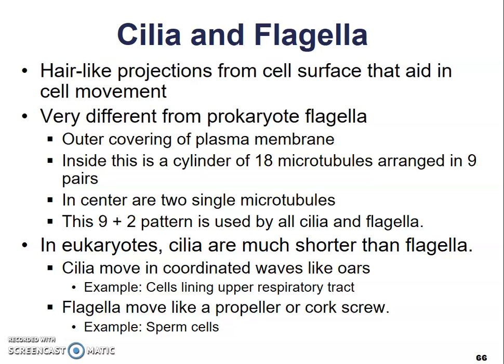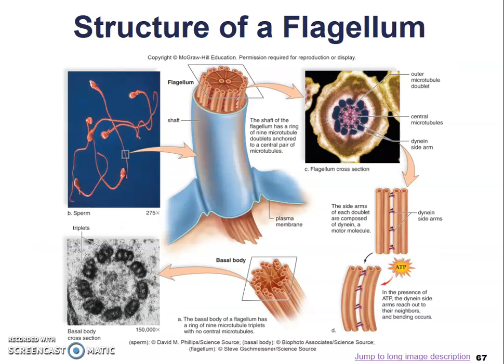The cilia move in coordinated waves like oars. They line the lining of your respiratory system. They are how oxygen is exchanged inside your cells. And flagella move like a propeller or a corkscrew. And they are what propel sperm cells whenever they are on the move. So here is a diagram showing the structure of a flagellum, which is the singular form of flagella. So take a minute to study those.